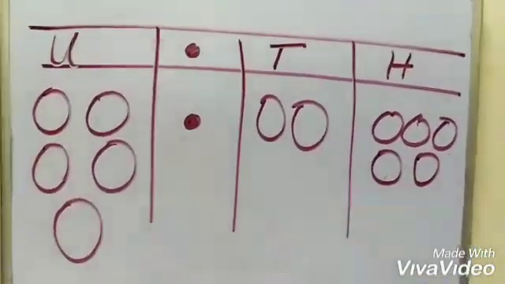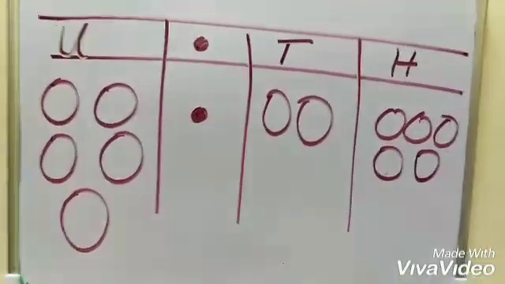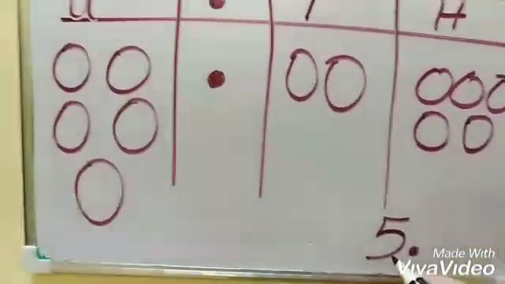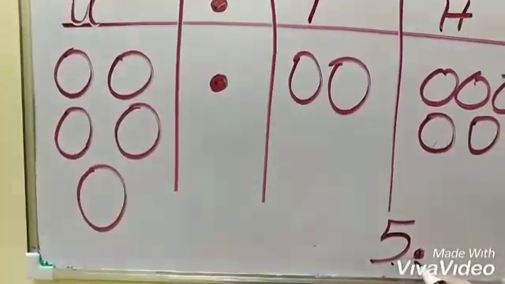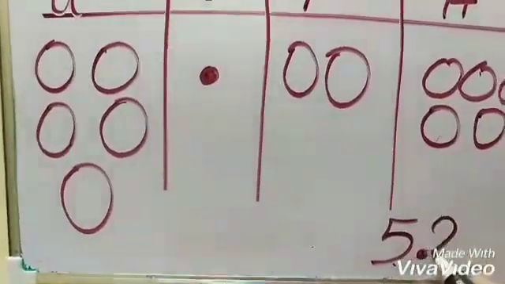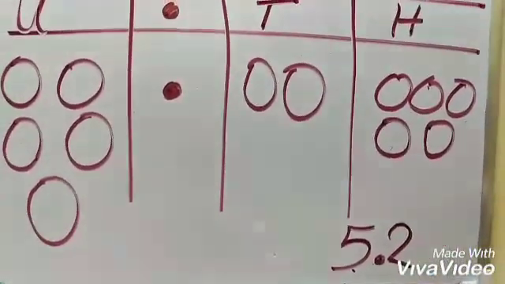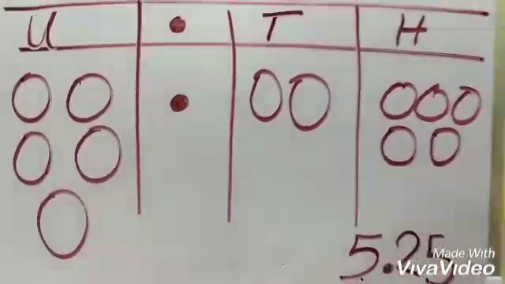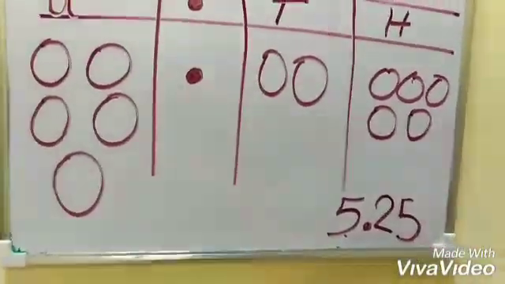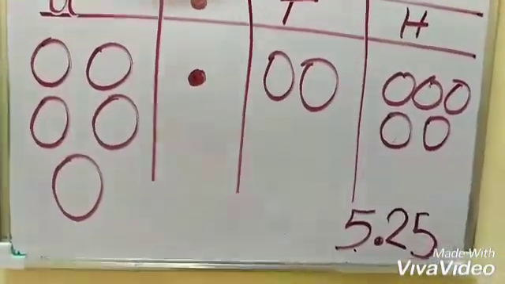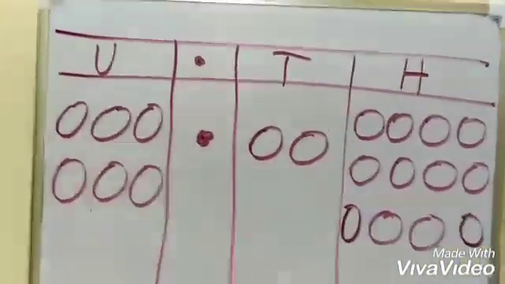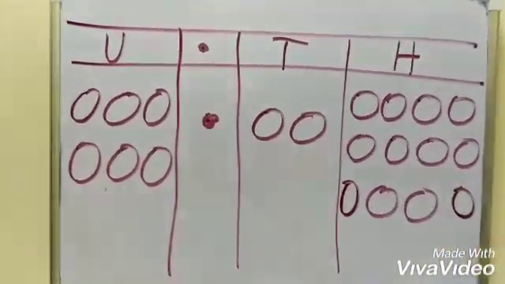In this question, we have 5 in the units place, 2 in the tenths place, and 5 in the hundredths place. How can we write down this number using decimals? We start by writing the units, which equal 5, then the decimal point, then the tenths, then the hundredths place. So the whole number is 5.25.